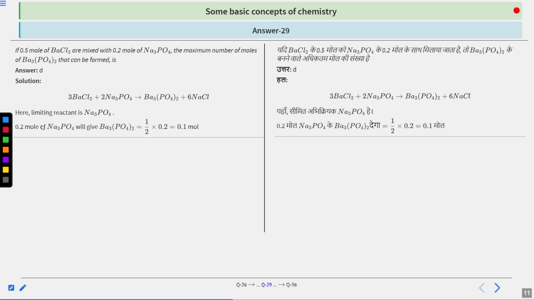Hence, as written here also, the 0.2 mole of Na3PO4 will react, and Ba3(PO4)2 will be formed, because 2 moles of this give 1 mole of this. Therefore, 1 mole of this will give 1 by 2 mole of this, and 0.2 mole of this will give 0.2 by 2 mole. That is 0.1 mole of the compound Ba3(PO4)2, that is barium phosphate.